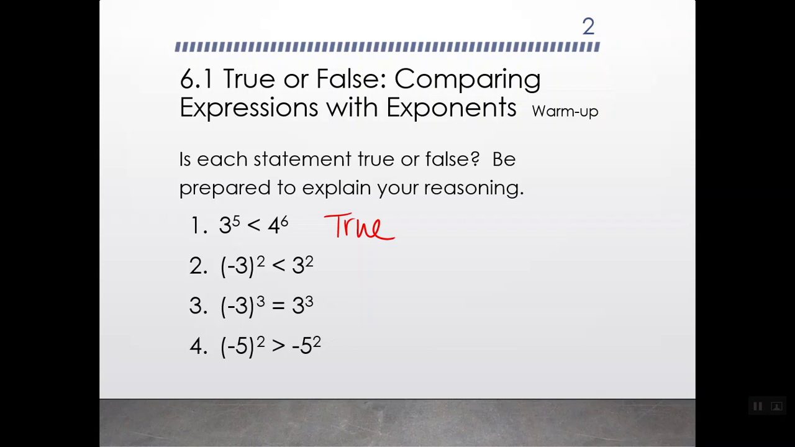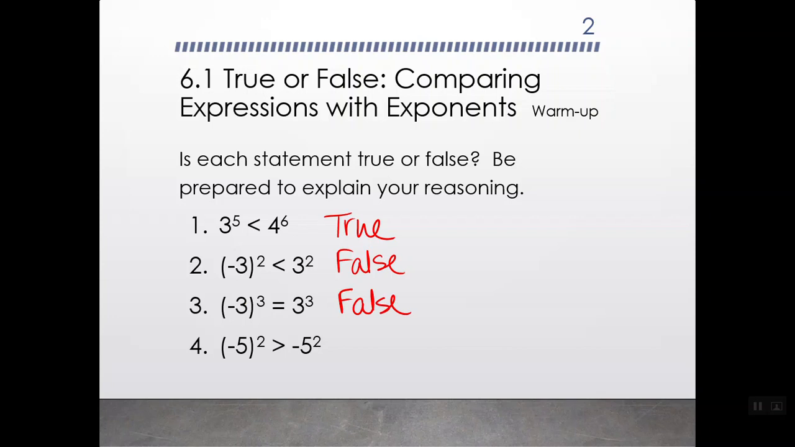Number 2, we have negative 3 being squared, or we have 3 squared. Well, this is false because when you square a negative number, you get a positive. So this should actually be equal. Number 3, we have negative 3 cubed and 3 cubed. These are not equal. This is a little similar to the one above, but because it's a cubed power, this is the third power, when you cube a negative number, you actually get a negative number. Because negative 3 times negative 3 is positive 9. Positive 9 times another negative 3 would be back to negative 27. So this is false.